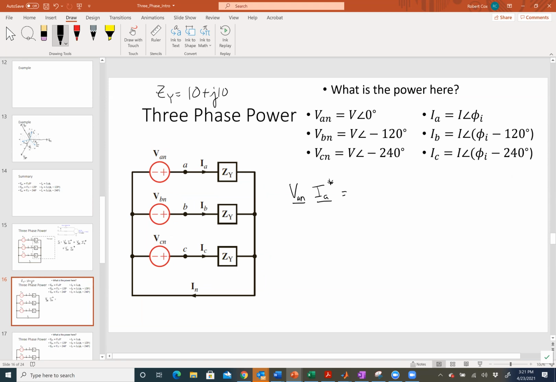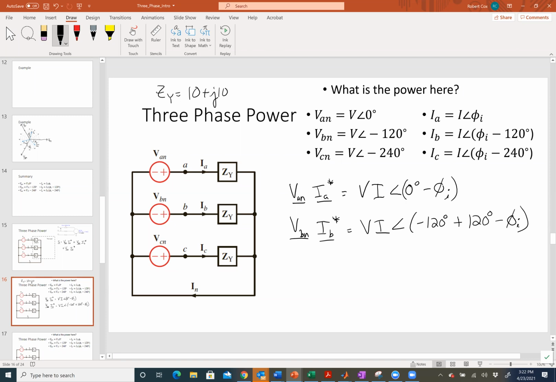Given what I've got up there, I've got magnitudes and angles. The magnitude is V times I, and the angle of the result is 0 degrees minus phi sub I, minus because of the conjugate. Now if I did VBN times IB conjugate, the magnitude is VI again, and the angle is minus 120 for the voltage, and then I subtract the angle of IB, so it would be plus 120 degrees minus phi sub I.